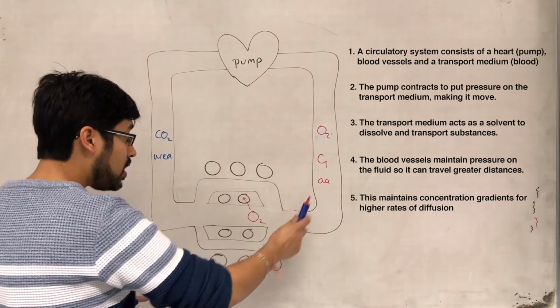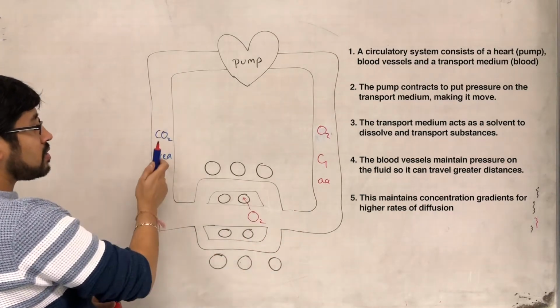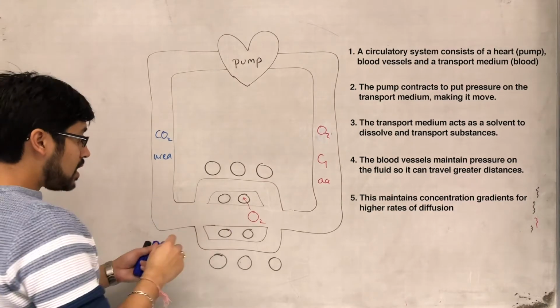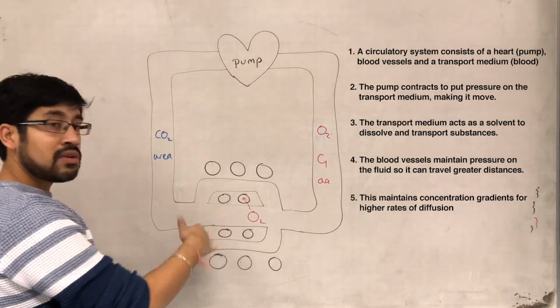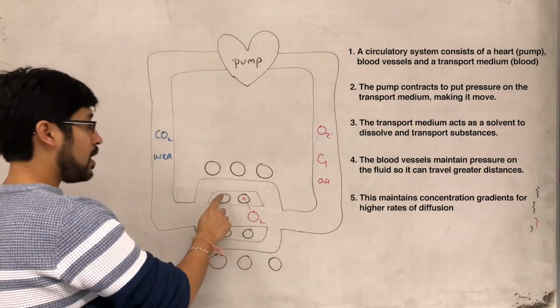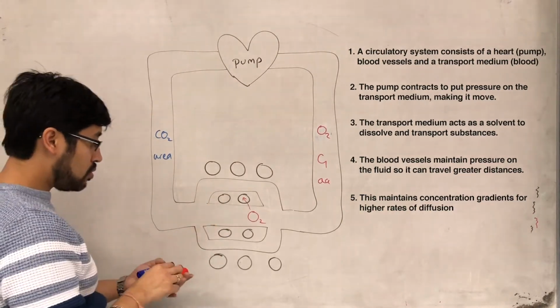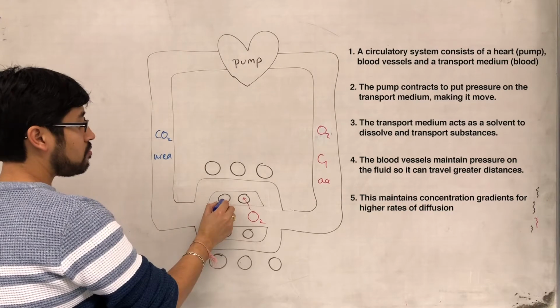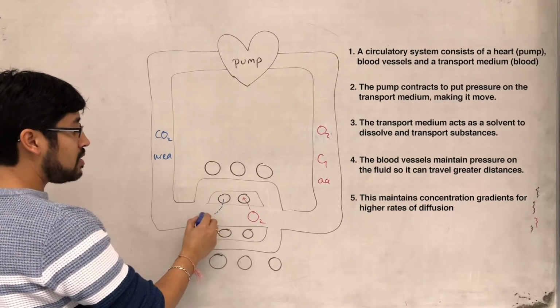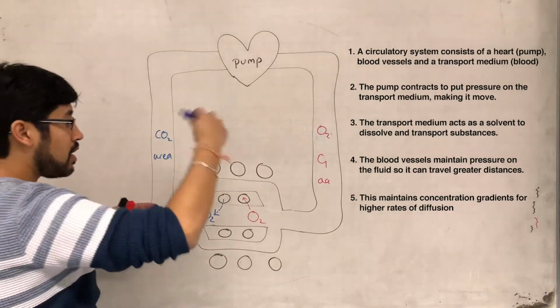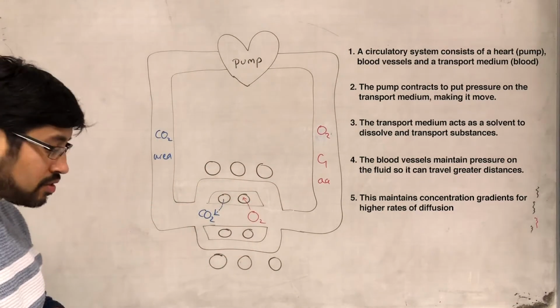Similarly, if we keep removing waste materials such as CO2 by the constant flow, we are going to maintain a low concentration of the waste materials outside the cell. Obviously, they're being produced inside the cells, so CO2 will diffuse from a high concentration inside the cell to a low concentration outside of the cell, and so we keep that process going.